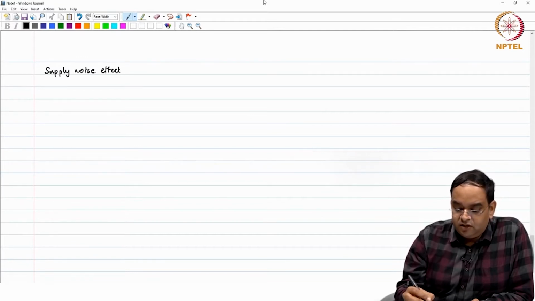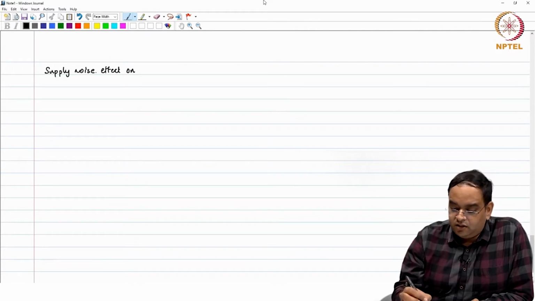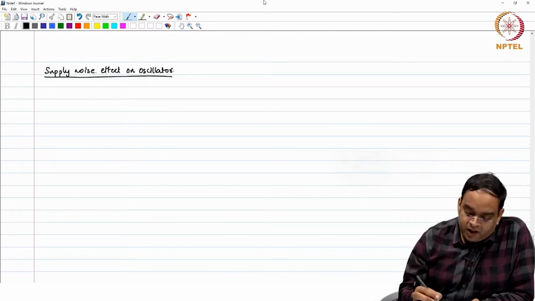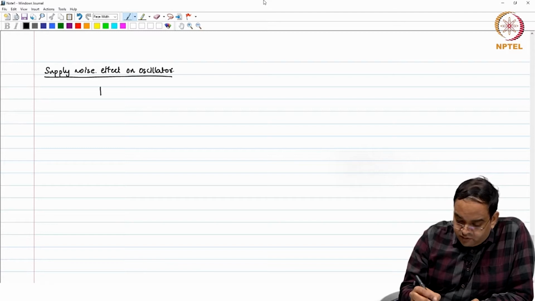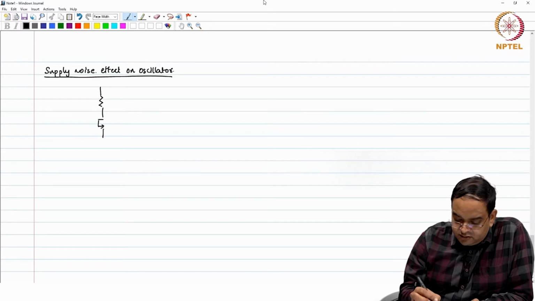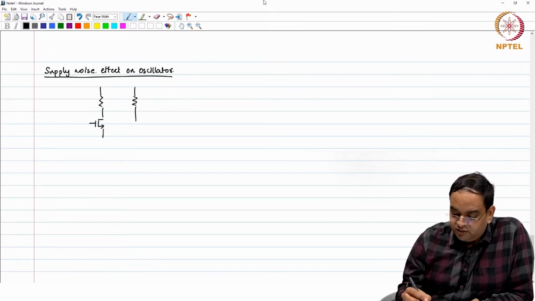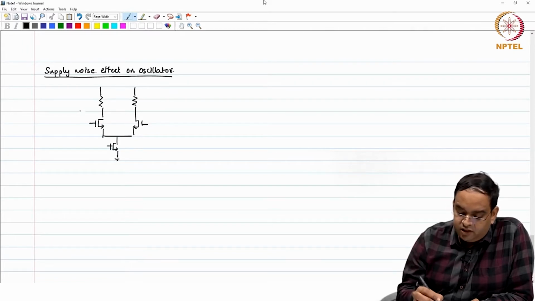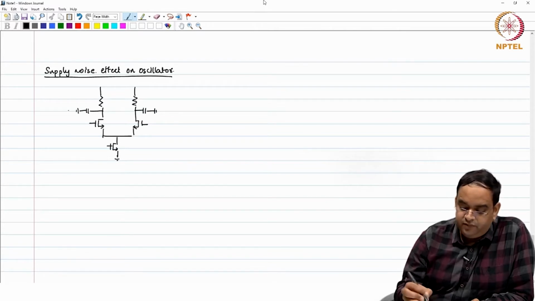Okay. So, in the presence of supply noise, let us understand the supply noise effect on the oscillator which we have discussed before. In our case we had a simple cell like this. Well, this was the first design which we used, where we used a poly or physical resistor here, not a voltage control. As soon as you have voltage control, things change.